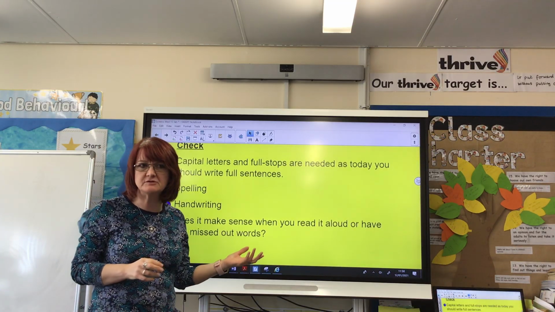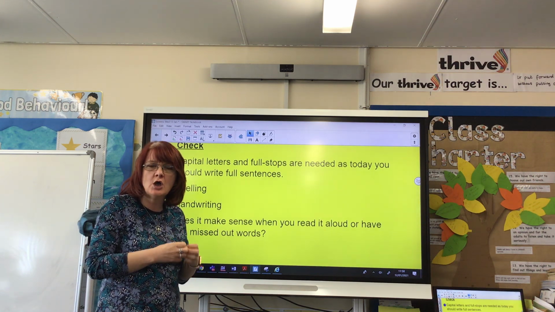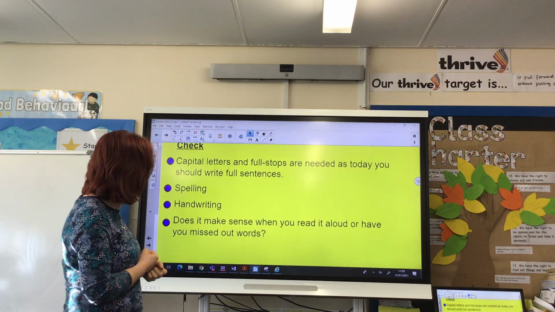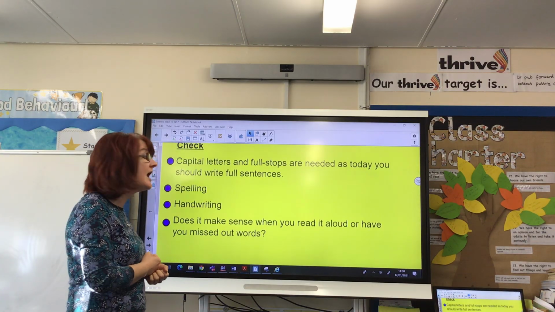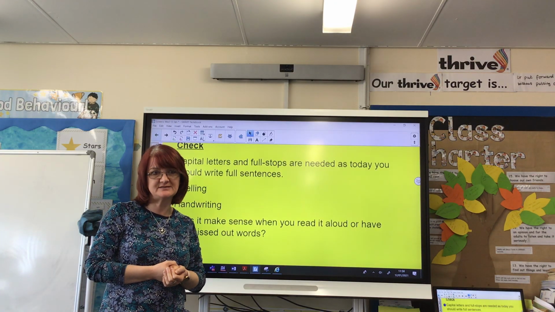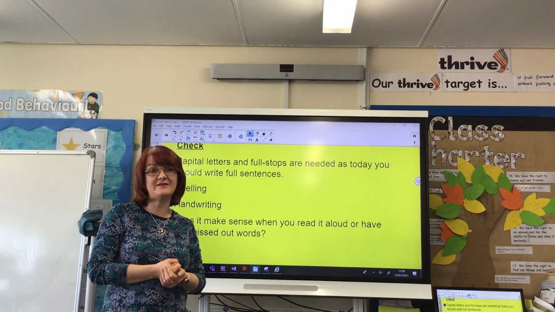Have you missed a word out? Is it in the wrong tense? Does it just sound wrong? So make sure you've really got that quality to your writing before you give it back to me today, boys and girls. I'm really looking forward to looking at your descriptions this morning, but make sure you use the noun phrases that we did in the previous lesson.